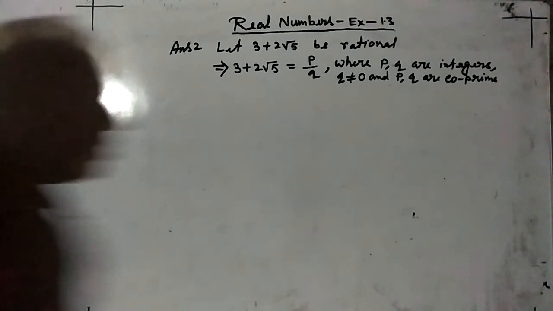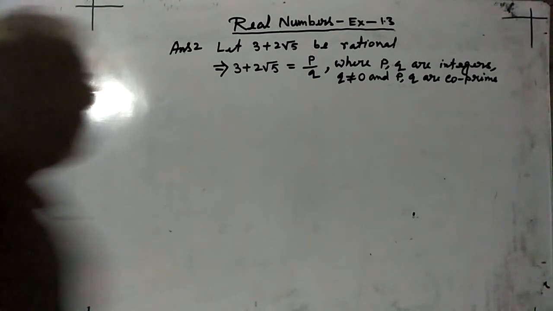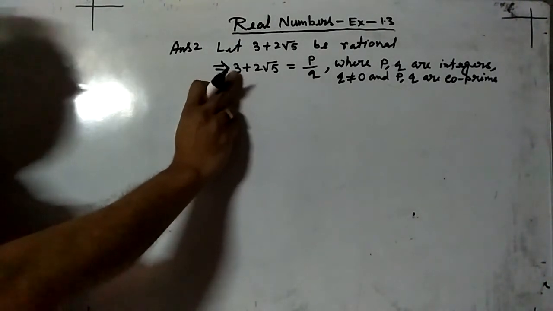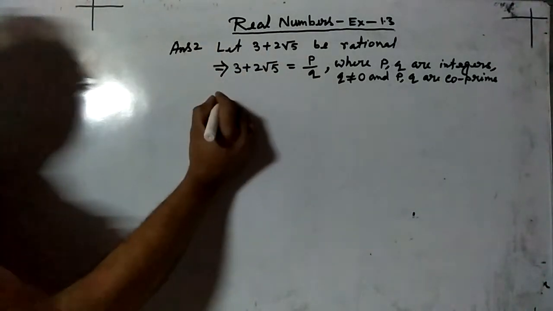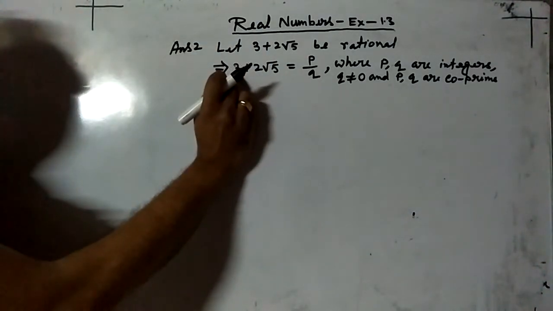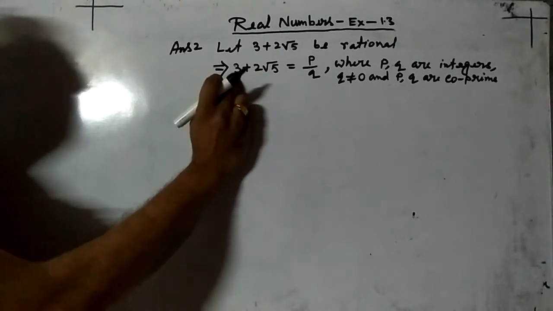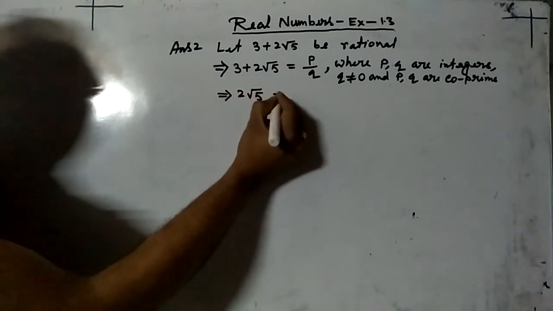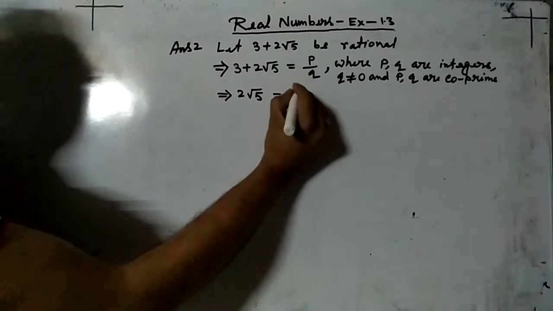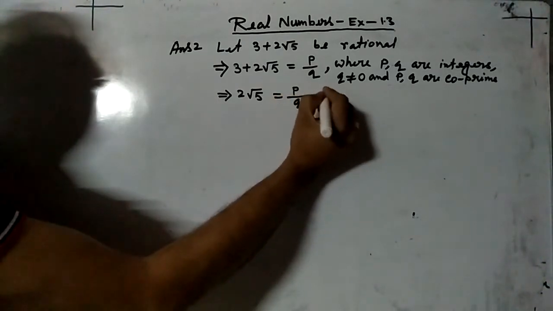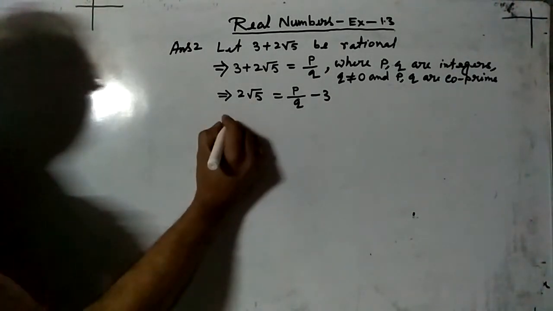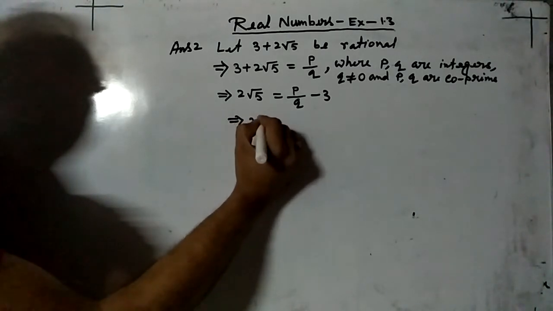Already we have proved root 2, root 3 and root 5 are irrational. So the irrational part we will keep on the left hand side, and all the rational part we will bring to the right hand side. So see here, in the two terms, 3 is rational, so bring it to the right hand side. 2 root 5. If we bring this 3 to this side, then it will be p by q minus 3. Now the subtraction of these two will be completed first.